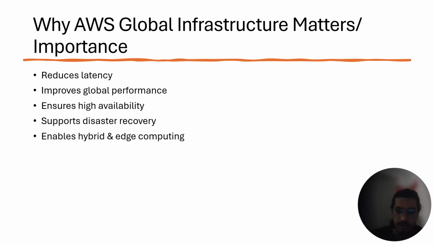AWS also supports hybrid deployment where parts of your application run in the cloud and parts on premises. Global infrastructure is essential for gaming, streaming, e-commerce, healthcare, and mobile applications. Okay, so because of all of these reasons, global infrastructure matters the most.